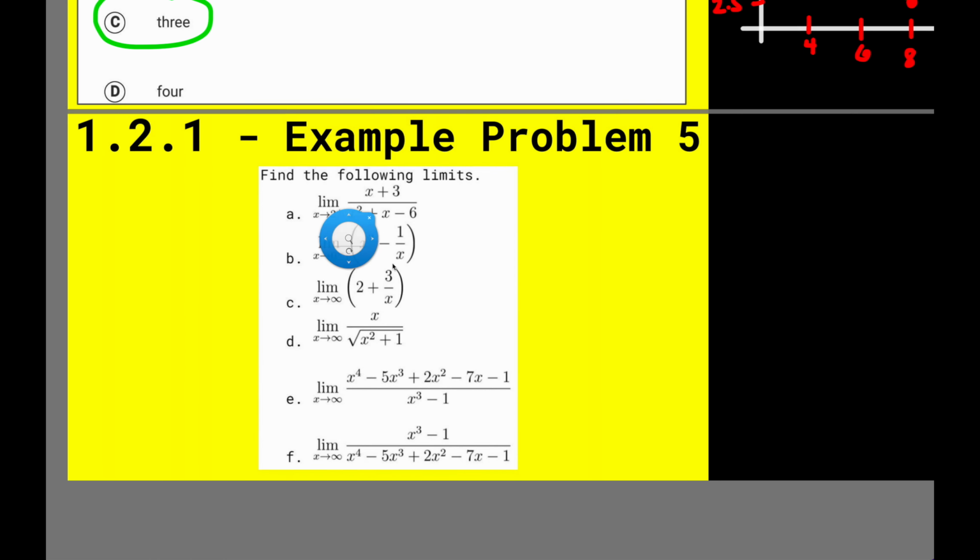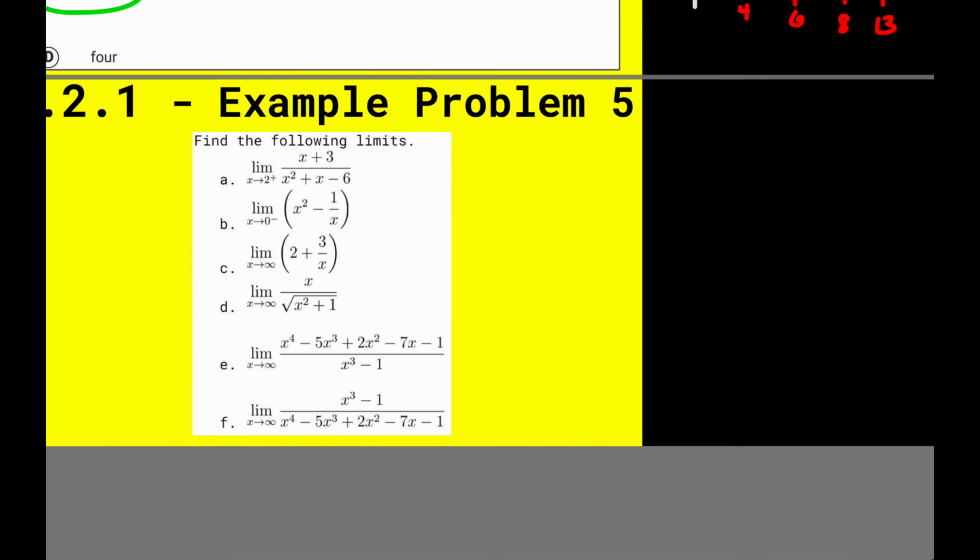All right, and the last one here has a lot of problems on it. That's okay. So this first one says find the following limits. The first thing you should do is plug in 2 directly into this. If you plug in 2 directly, you're going to get a 5 on top. On the bottom, you're going to get 4 plus 2 minus 6, so 4 plus 2 is 6, minus 6 is going to be 0.